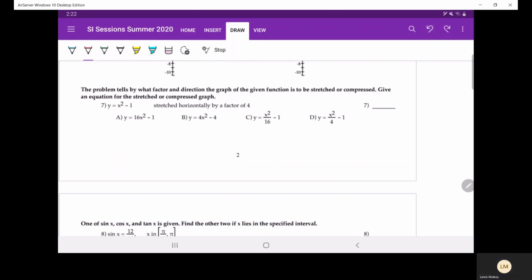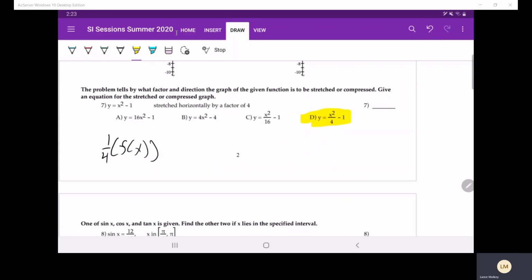So multiplying the whole equation by 1/4. Not the whole equation, the inside. So its horizontal stretch is 1/4 times f of x. So that would just be d. Sure.